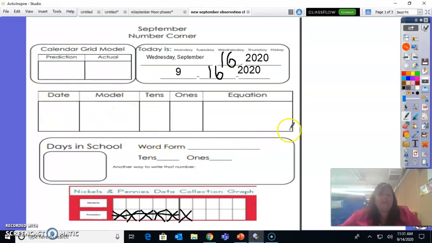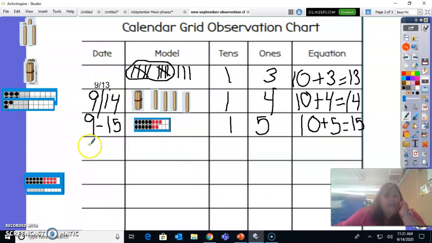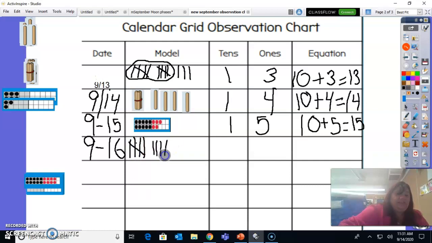All right, so let's fill out yours. You are going to write yours right here. Oops, well, I do mine on the next page. Okay, so today is September 16th. Okay, and I need to make 16 tally marks. Let's see the best way. Let's try. 1, 2, 3, 4, 5, 6, 7, 8, 9, 10, 11, 12, 13, 14, 15, 16.